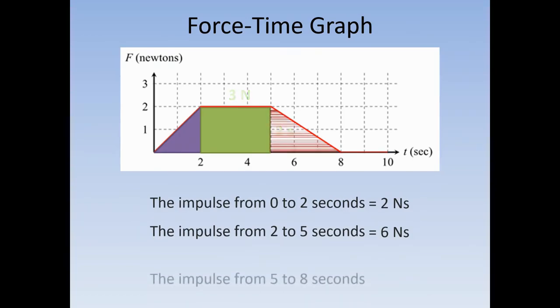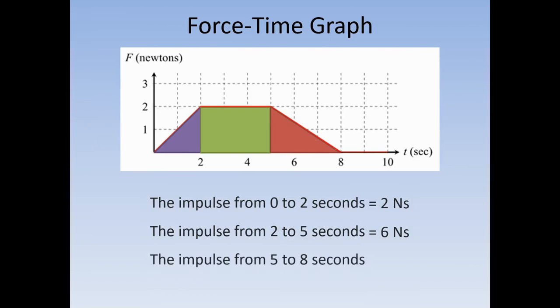Now this last section again has a changing force, so the area between the graph and the axis is going to form a triangle. The base of the triangle is 3 seconds, while the height is 2 newtons. So it's a triangle, so we're going to take that 2 newtons times our 3 seconds and divide it by 2. So 3 times 2 is going to be 6 Newton seconds. Divide that in half for a total of 3 Newton seconds for that last triangle.